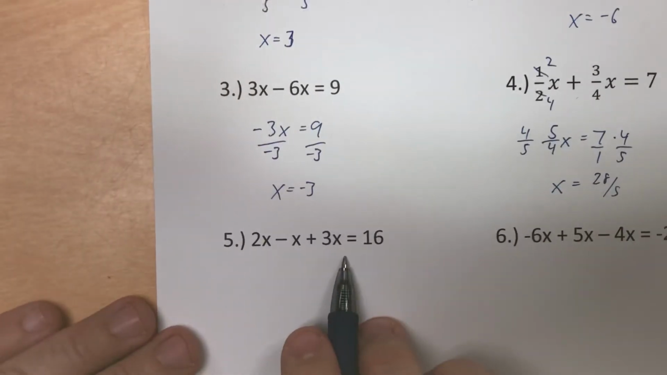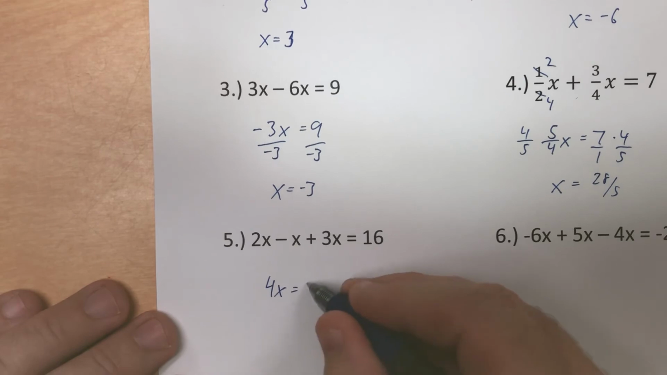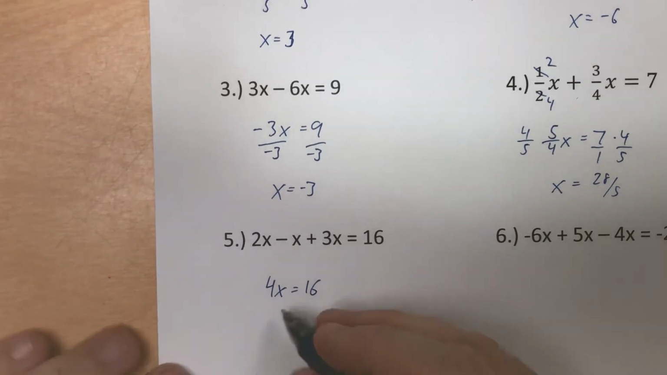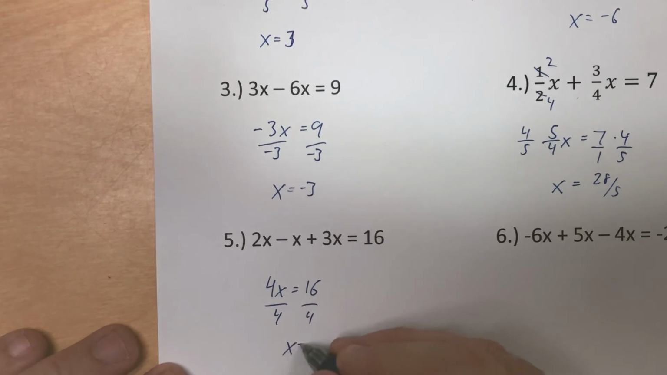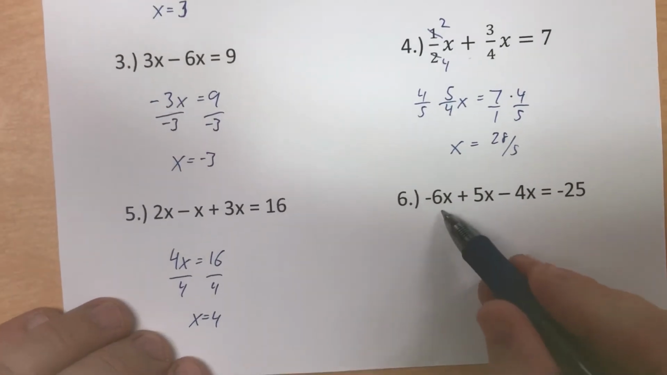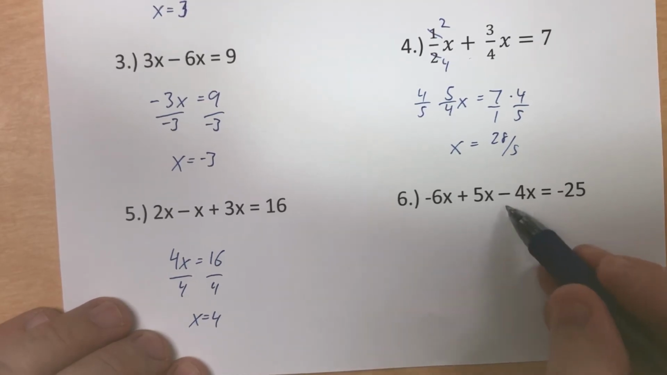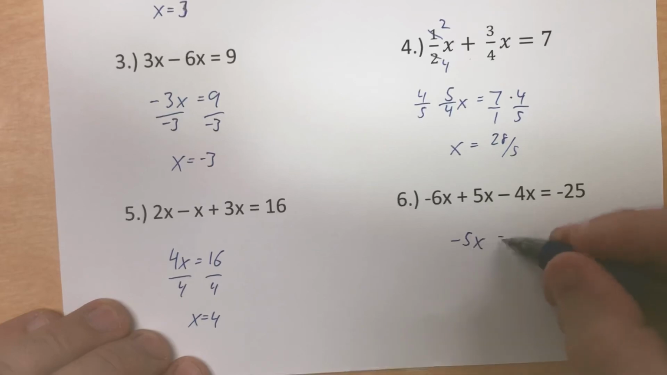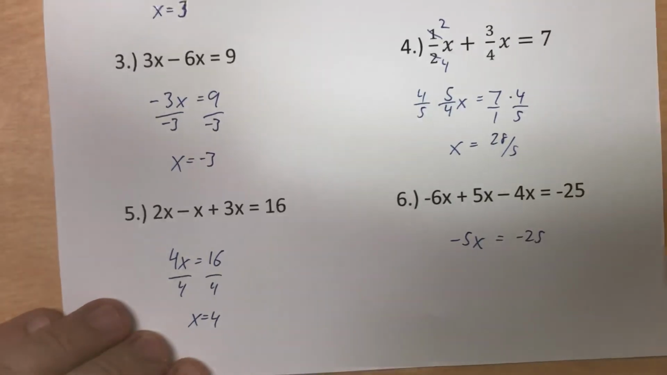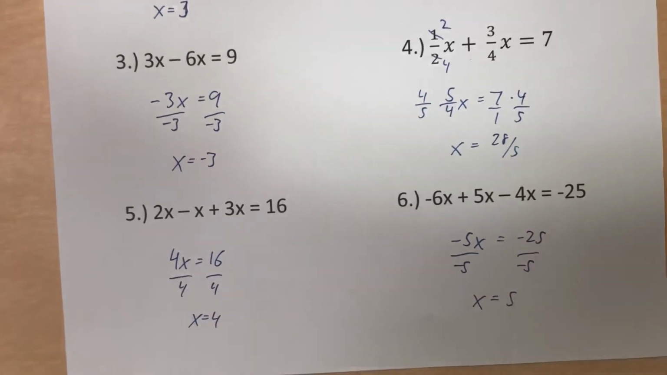Even if there are 3 like terms, I'm still going to combine them all. Add left to right. 2x minus x is 1x plus 3x. This all simplifies to 4x. Now that we have it simplified, I can just divide both sides by 4 and x equals 4. Just be careful with your signs as you're adding and subtracting like terms. Always watch your signs in front. So this is negative 6x plus 5x. That's negative 1x minus 4x. This all simplifies to negative 5x equals negative 25. And now I'm going to divide both sides by negative 5. And x will equal positive 5.